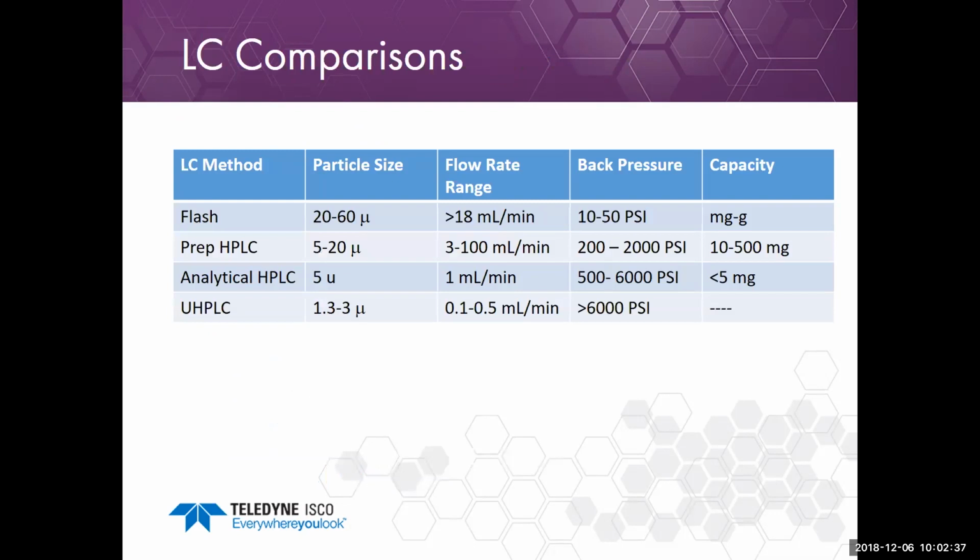So we're going to compare different types of liquid chromatography. As particle size gets smaller, the flow rate range also gets smaller. The back pressure increases and the capacity, that is how much sample can be purified, decreases. UHPLC, while there's obviously a capacity, is pretty much useless for preparative work because the capacity is nanograms to micrograms of sample.